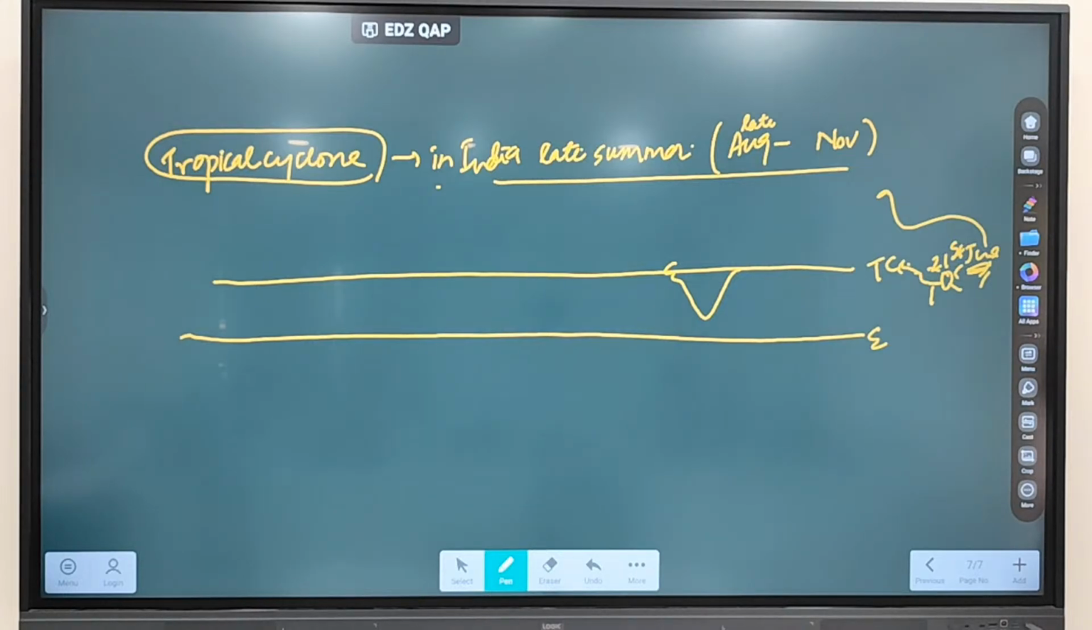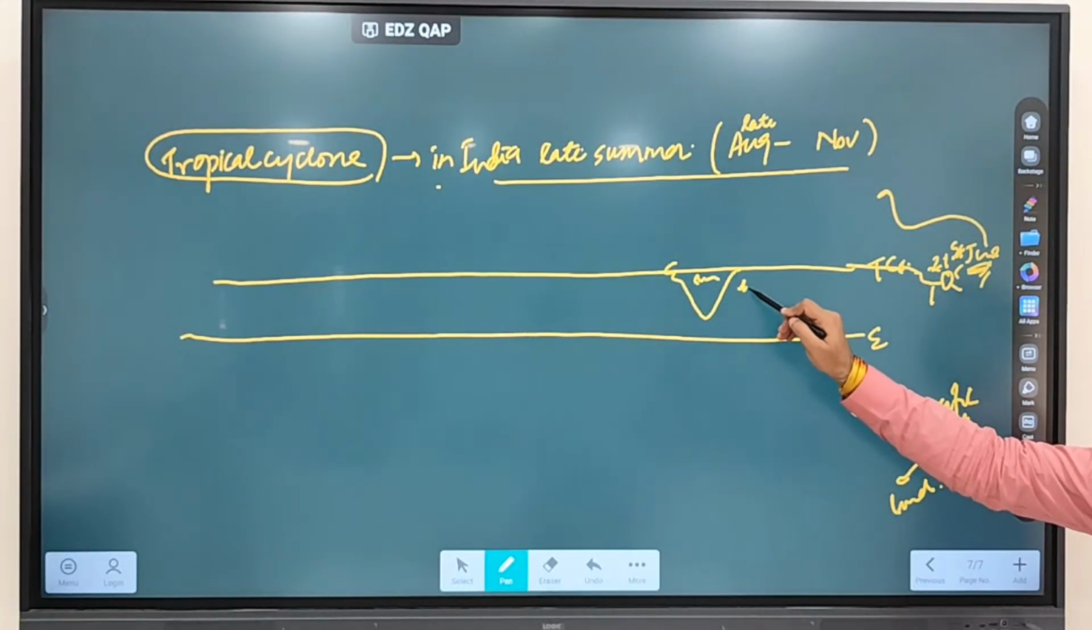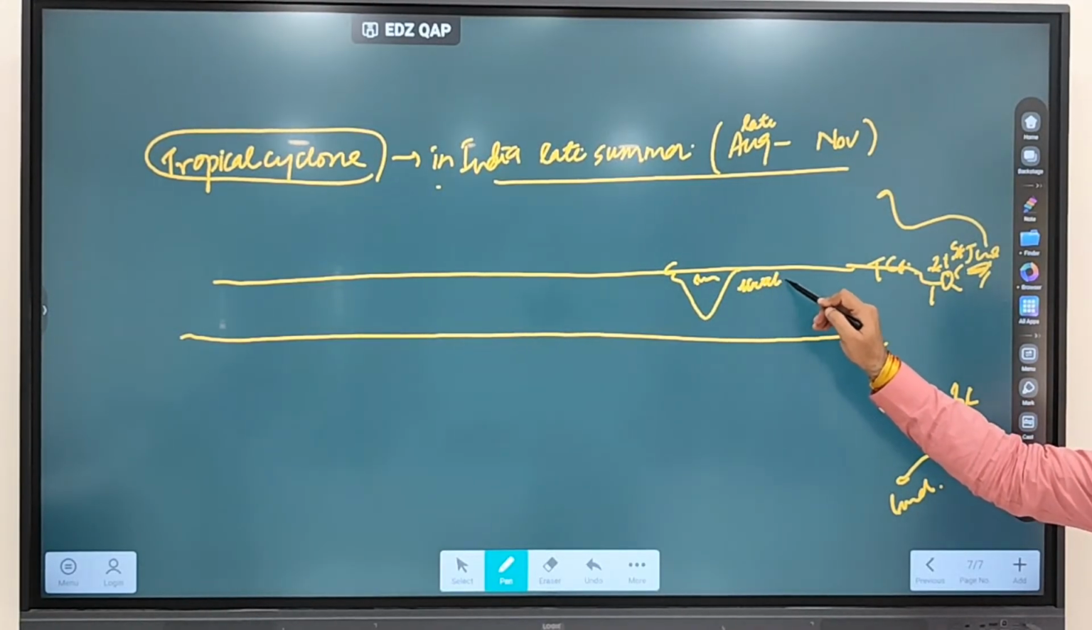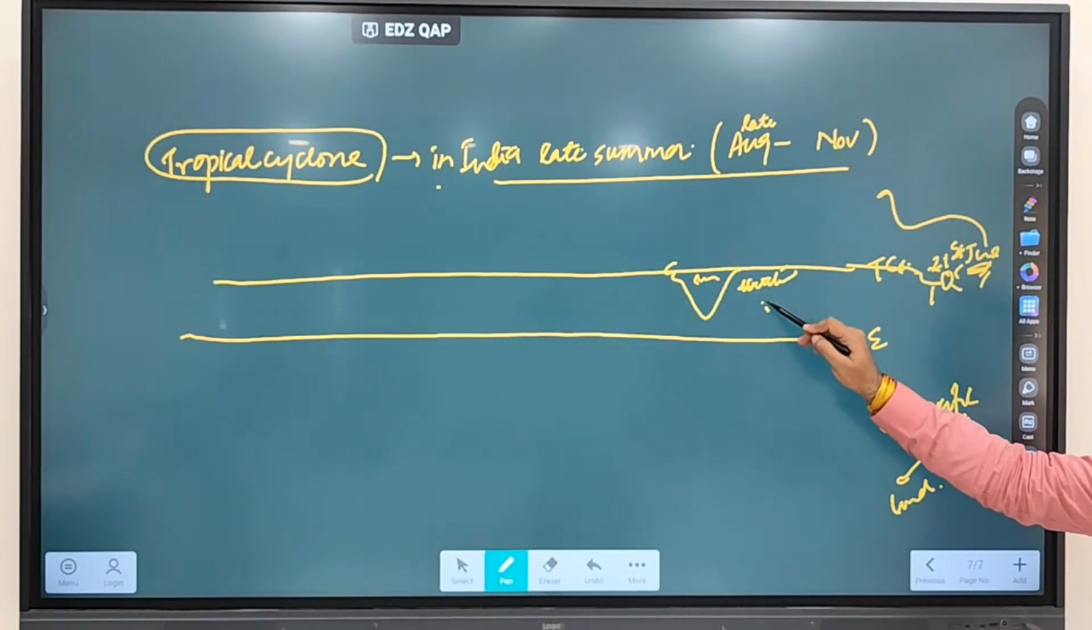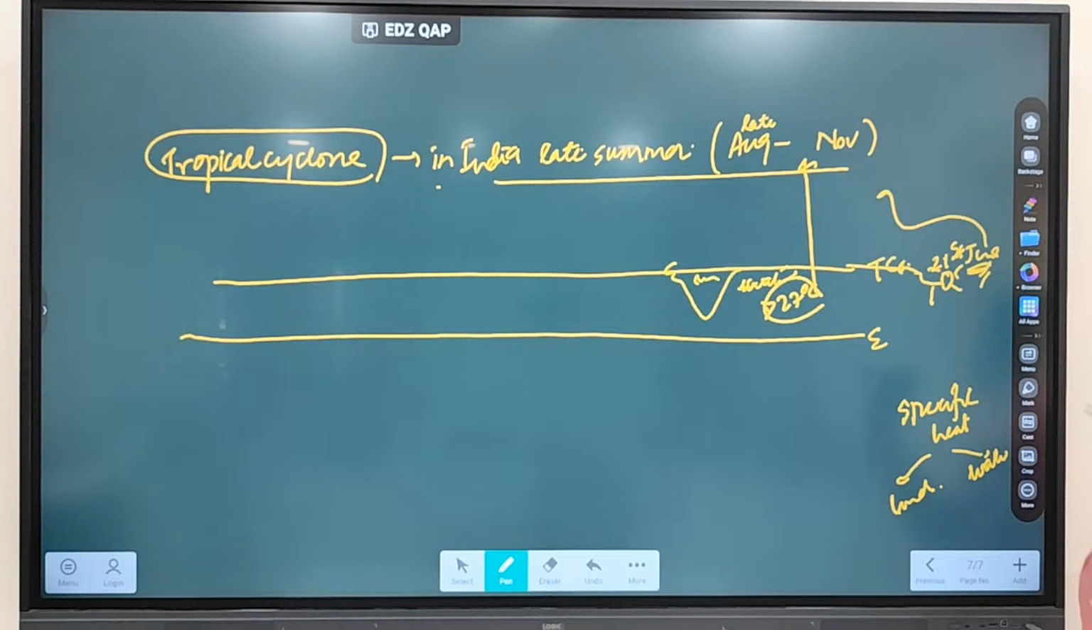It is mainly formed because we discussed the specific heat of land and water: which gets heated more quickly and which takes time to heat. Land gets heated more quickly as compared to what? Water. So though the sun is here, land quickly gets heated, but water will take time to heat. And as we discussed, a tropical cyclone is going to be formed when the sea surface temperature is above what? Above 27 degrees Celsius.